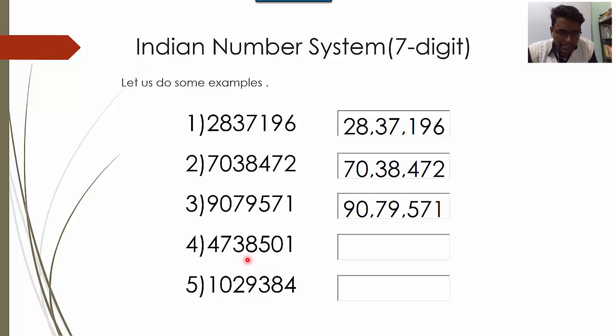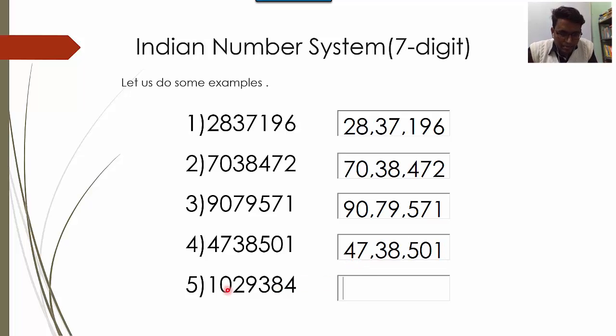Let us move on to the next example. Here we have 5 at the hundreds place and 8 at the thousands place. So we will insert the comma between them. Similarly, we have 3 at the 10,000s place and 7 at the lakhs place. So we will insert the comma here also. So let us do this. This will be 47 lakhs 38,501.